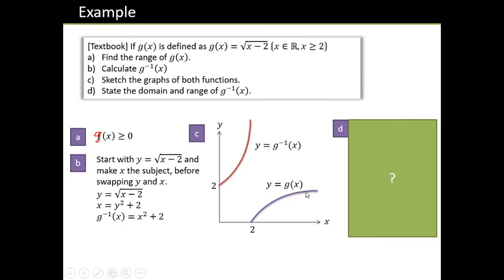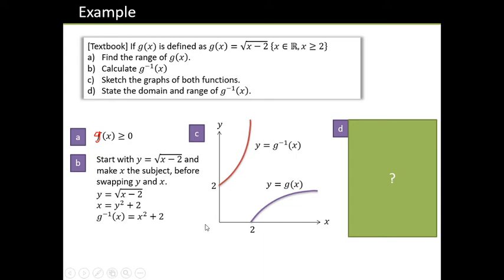Let's think about sketching what y equals g of x is going to look like. Well, again, x is greater than or equal to 2, so it's going to start at 2 here. We figured out when we were considering the range that the smallest value here is going to be 0 when x is 2, and it's also a square root problem, so it's going to be increasing, but not in a hurry because we're always taking the square root of the x coordinate minus 2.